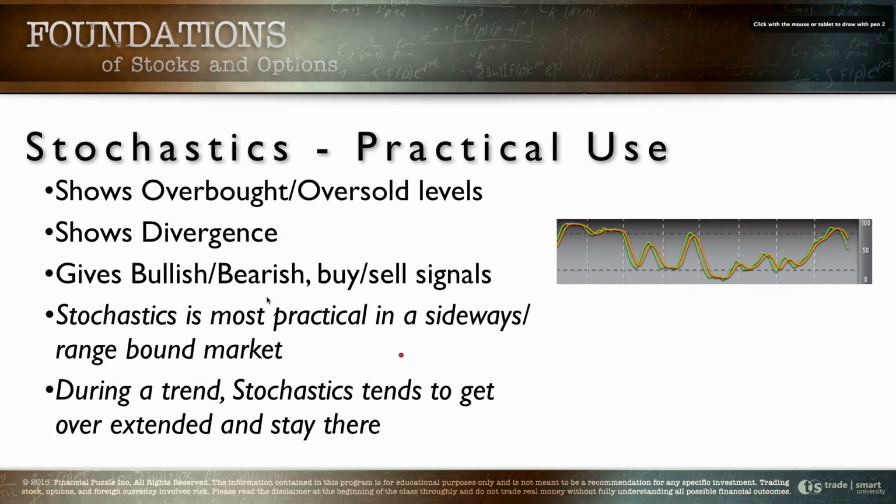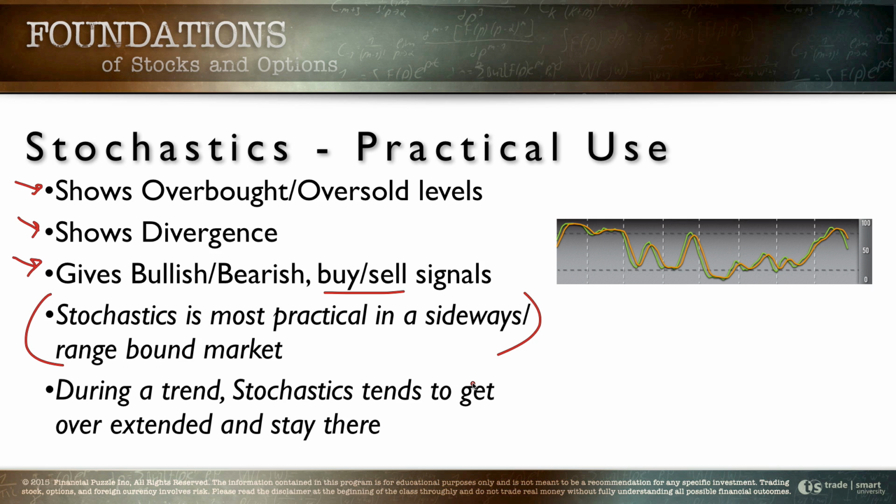Continuing on through here, understand that stochastics is really great at showing overbought and oversold levels, and it typically gives very good divergence signals. And in addition to those basic signals of overbought, oversold, and divergence, we also get bullish and bearish buy and sell signals because we have a crossover, much like we do with our moving averages. So that's another benefit that we get from the stochastics. This is marked here in italics. I want you to pay attention to this.